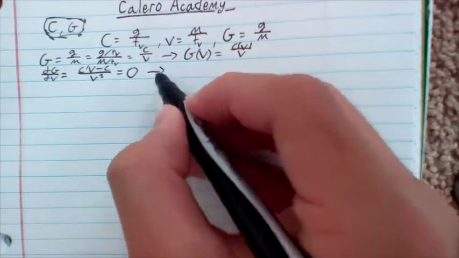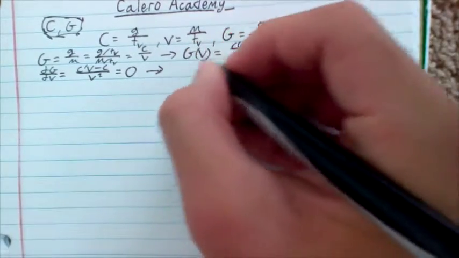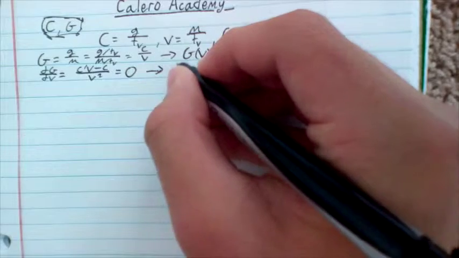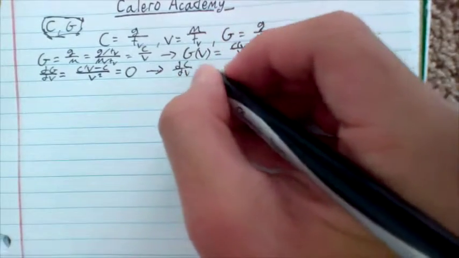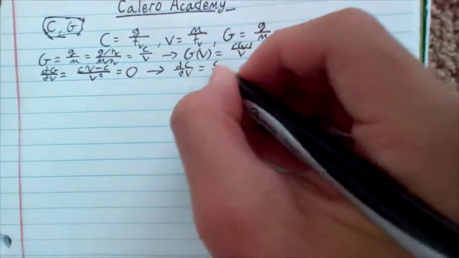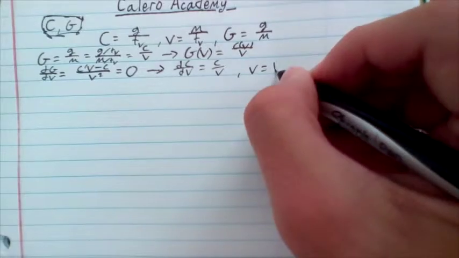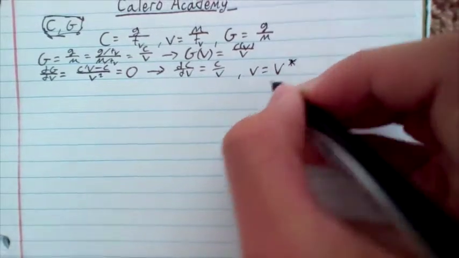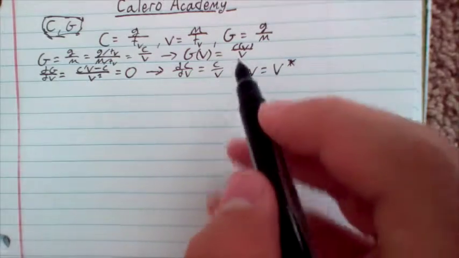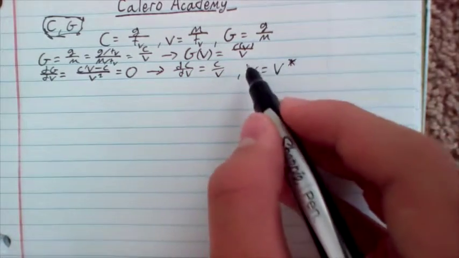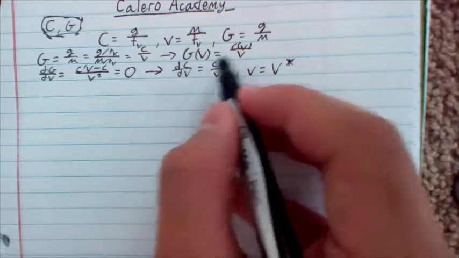and after a little bit of algebra, we will get that g of v is an extrema when dc dv is equal to c on v, where v is going to be equal to our special velocity, v star. So it's saying that at this special velocity, dc dv is equal to c on v.